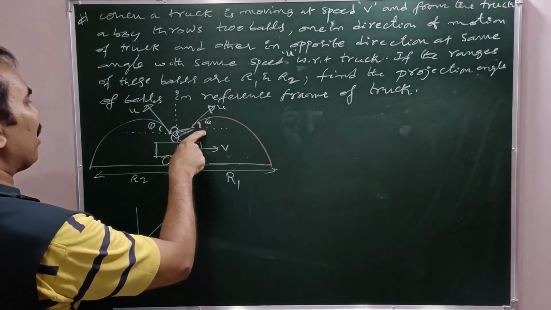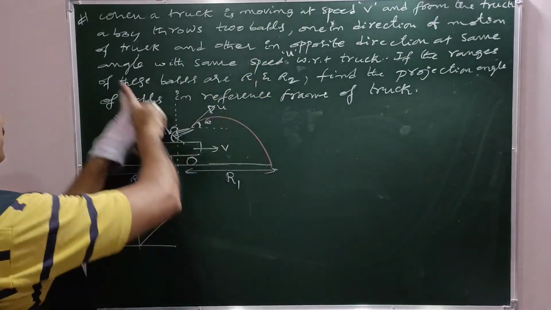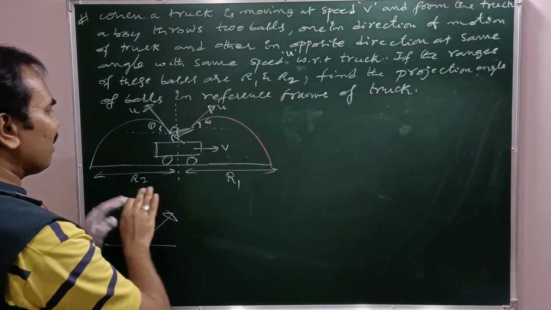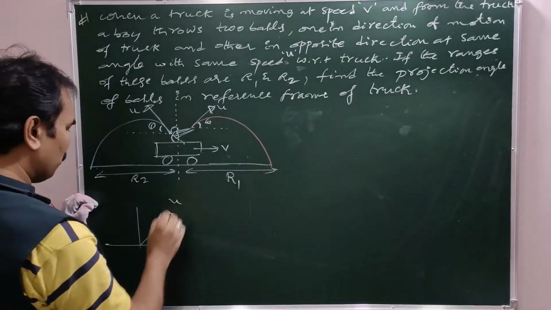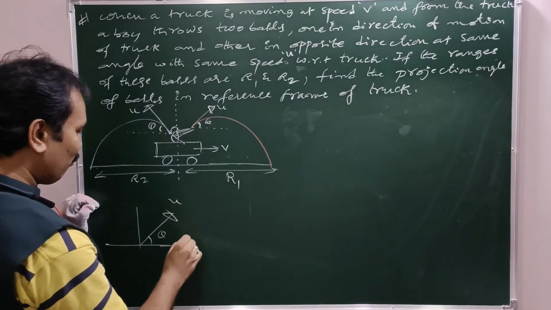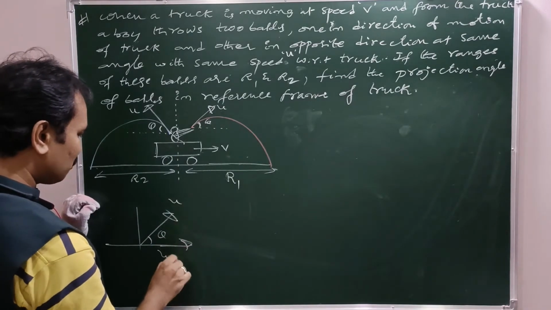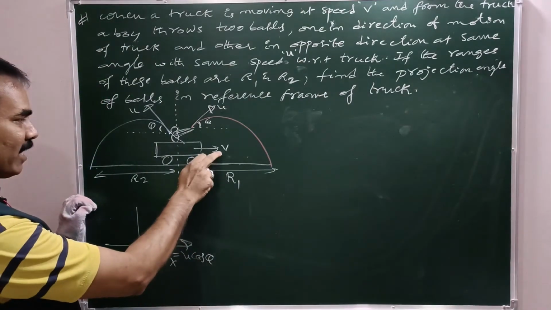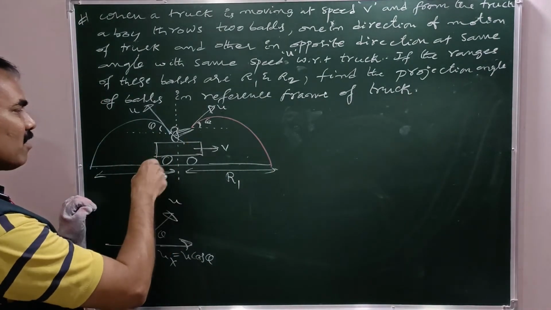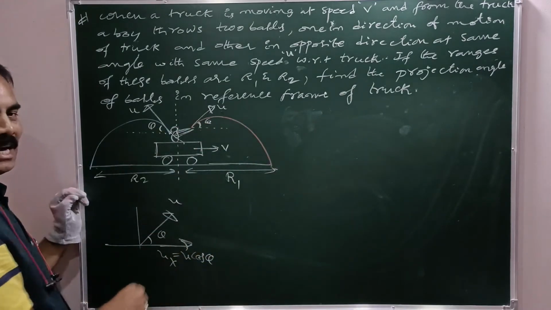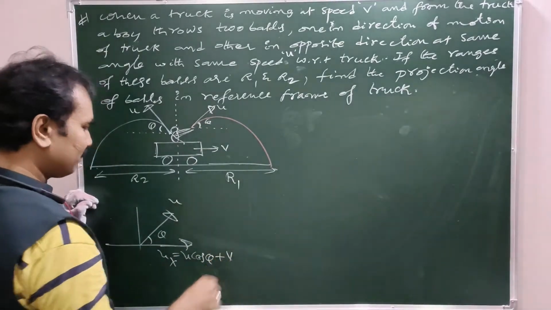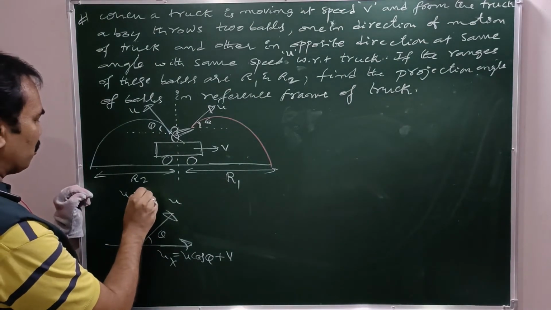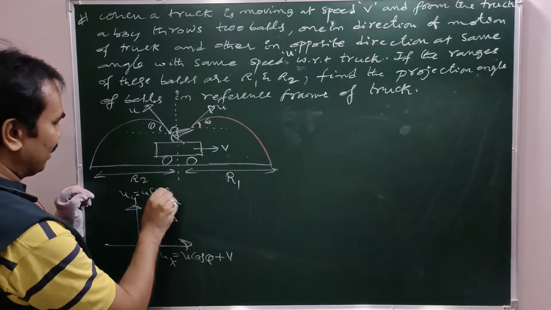The first ball is projected in the first quadrant, the second one is projected in the second quadrant. The first ball is projected in the first quadrant with speed u at angle theta. Now what about the horizontal component? ux equals u cos theta plus v. We have to include the velocity of the truck also. The direction of velocity of the truck is rightwards, so plus v. The vertical component is uy equals u sin theta.